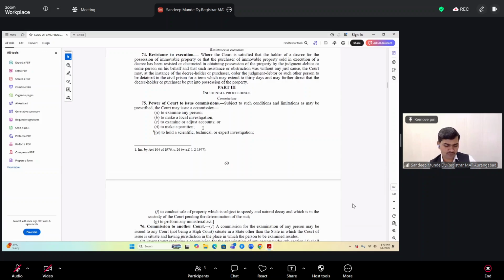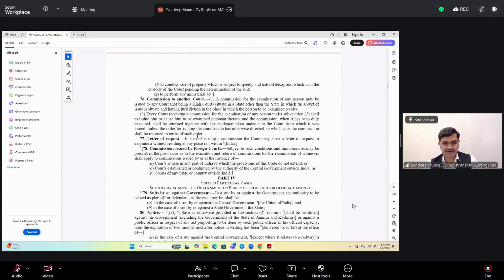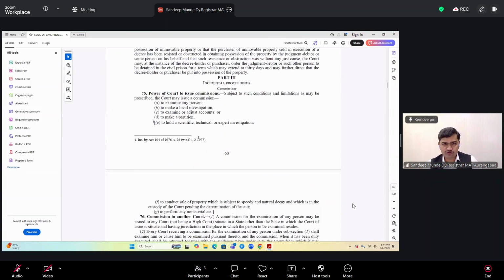In the incidental proceedings, the first part deals with regards to the commissions. So section 75 to section 78 and order 26 provisions deal with regards to the appointment of the commissions. So firstly, we will read section 75.